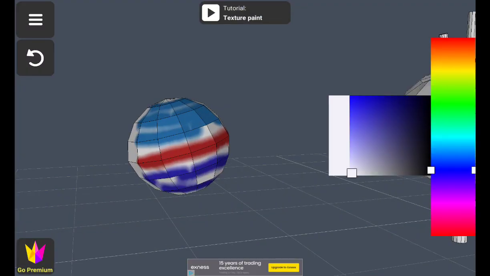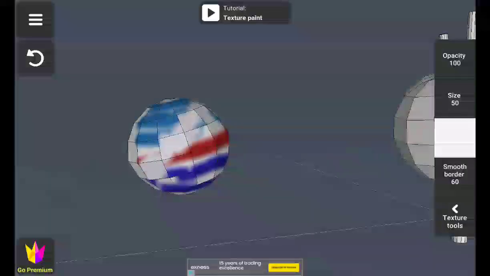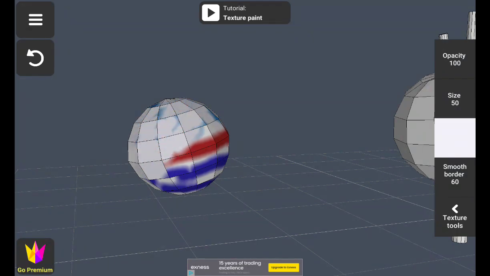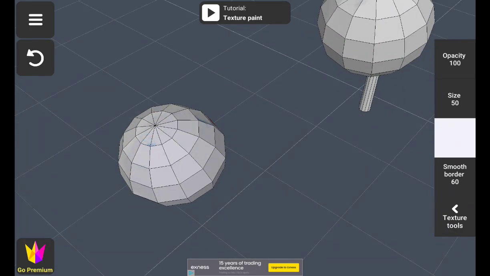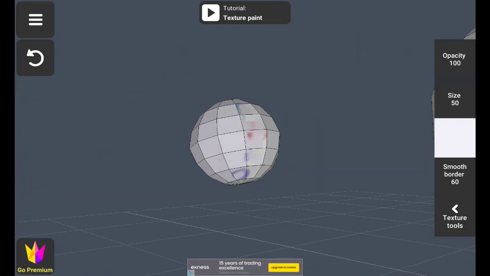First let me just color it back to normal. It's a really hectic process. Now I wish I had a stylus. Okay, so we've just covered it back up, colored it back to normal, mostly.